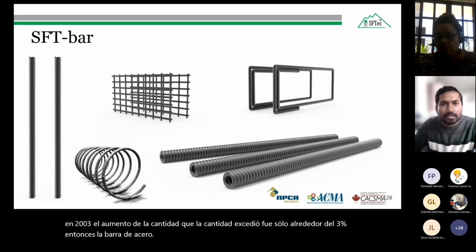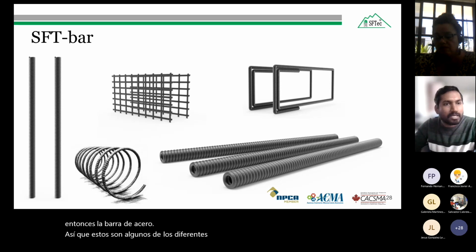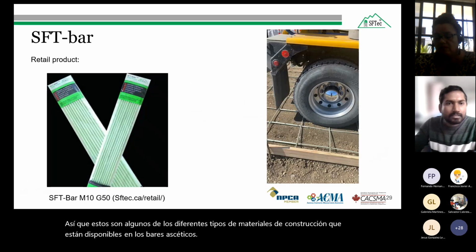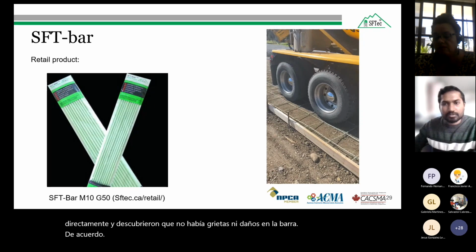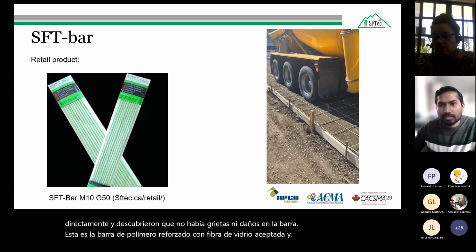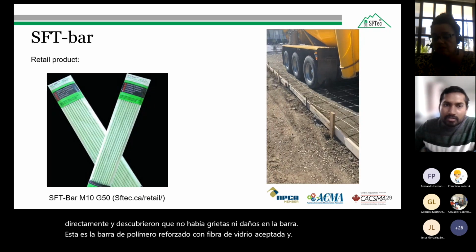So these are some of the different types of construction materials which are available, the SFTec bars. And here I want to show one video. This is the SFTec glass fiber reinforced polymer bar, and the elastic modulus of the bar was only 40 gigapascal.